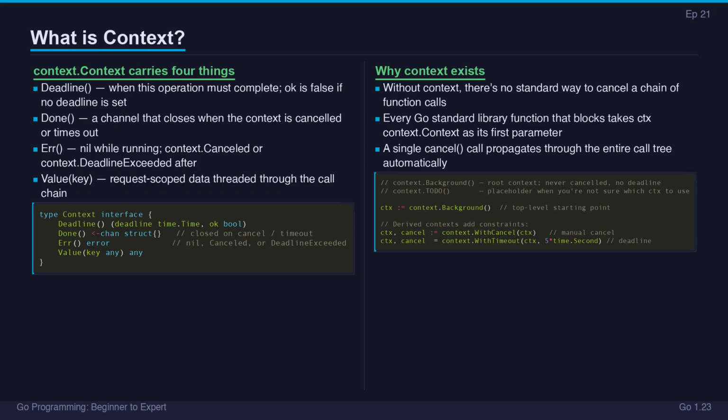Context.TODO is the other root context. Use it as a placeholder when you're refactoring code and you know a context should be plumbed through but haven't done it yet. It signals to the reader, this needs attention.